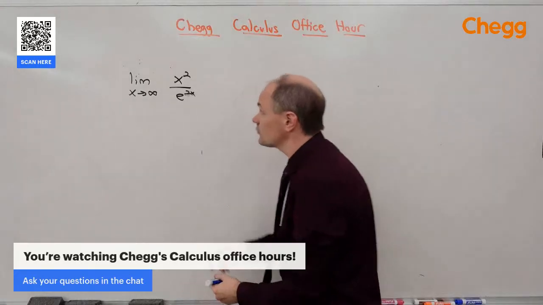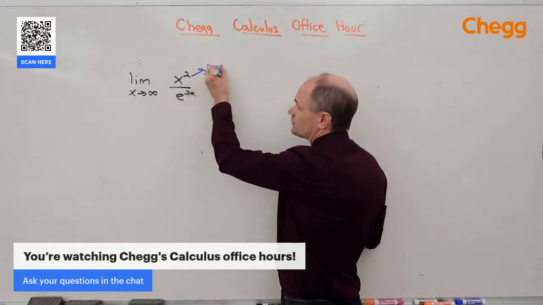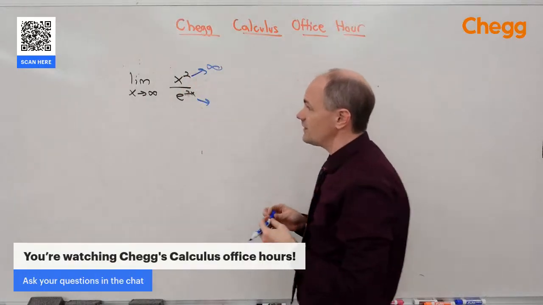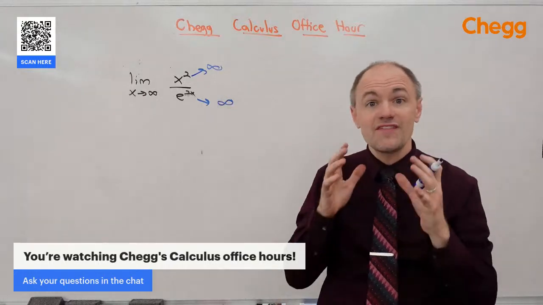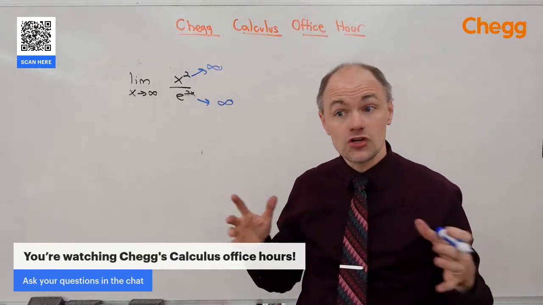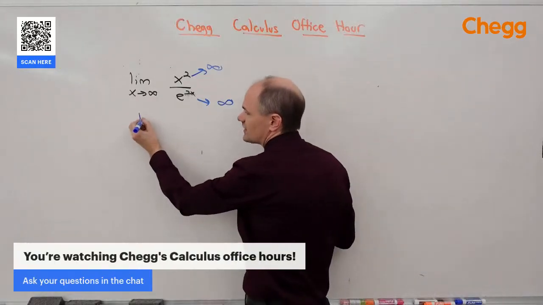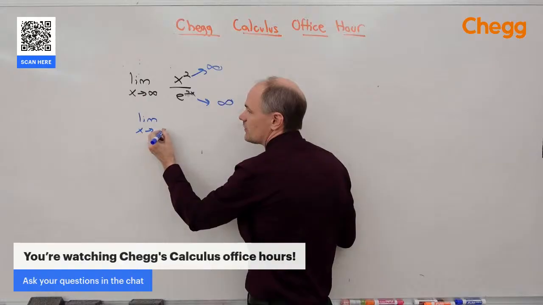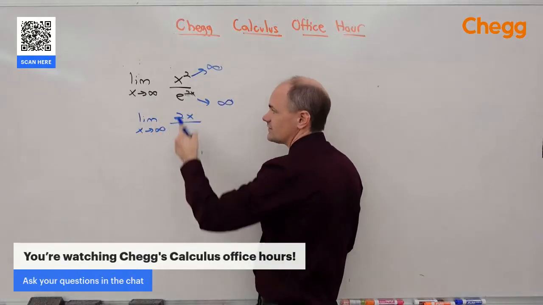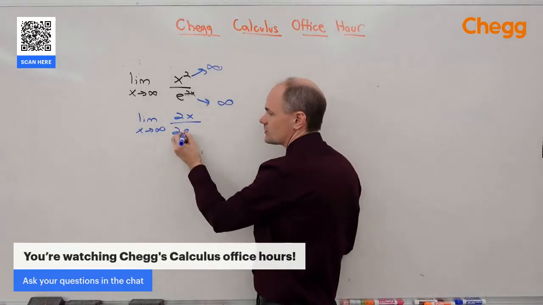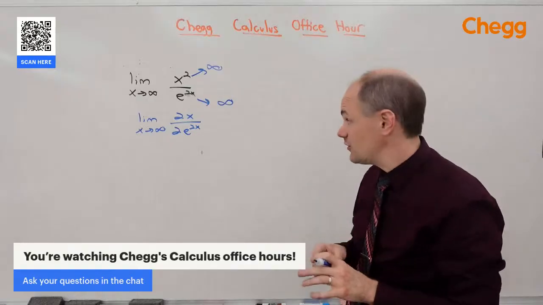The idea of L'Hopital's rule is as x goes to infinity, this numerator x squared goes to infinity. This denominator, e to the 2 times infinity, also goes to infinity. And when we have infinity over infinity, it could be anything large or small. So what we have to do is use L'Hopital's rule, which tells us that we can take the derivative of the top, which gives us 2x, divided by the derivative of the bottom, which is 2e to the 2x, and that has the same value.